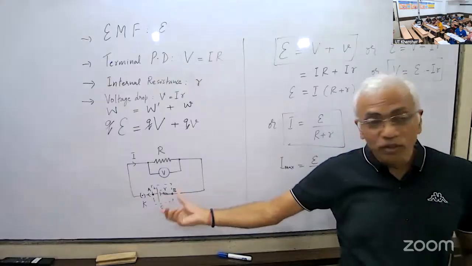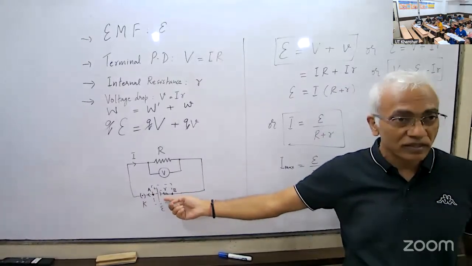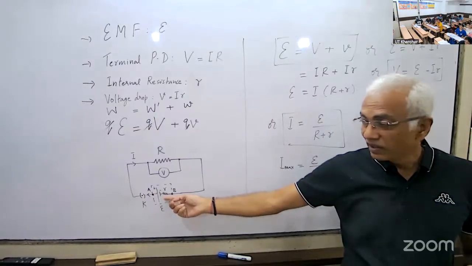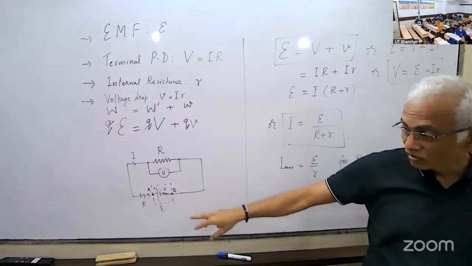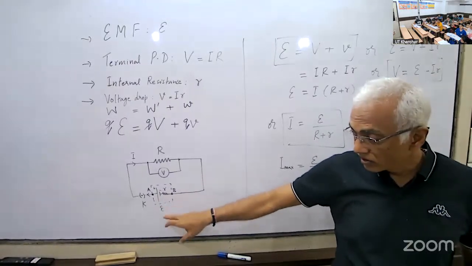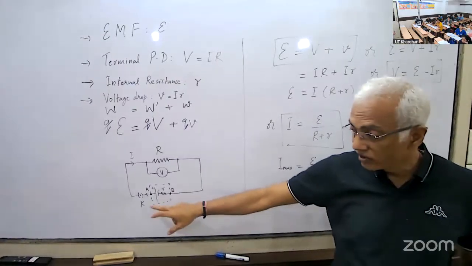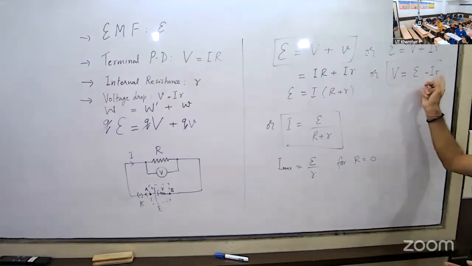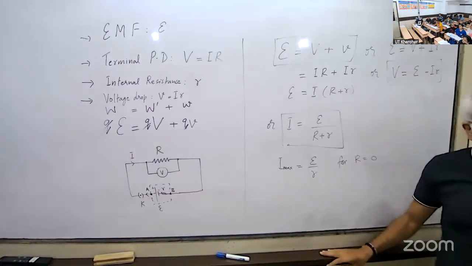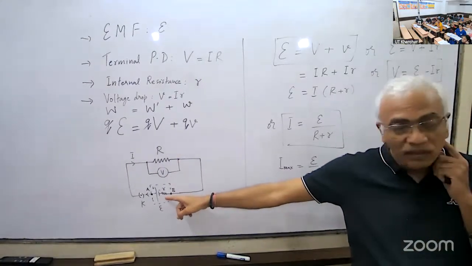So a good cell will be the one which has smaller internal resistance, and the ideal cell will have small r equal to zero. In most numericals, wherever they have not mentioned E, they mention V, that means small r is zero. Get it? So for an ideal cell, small r will be zero.